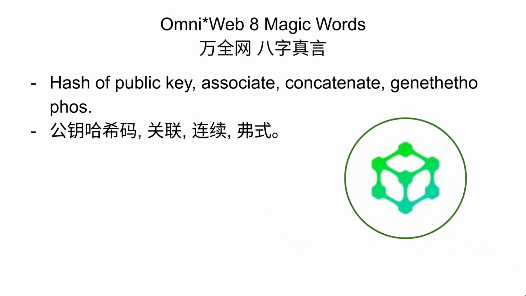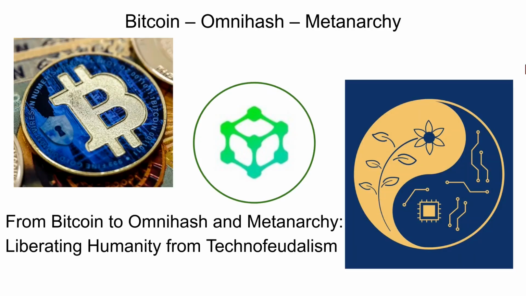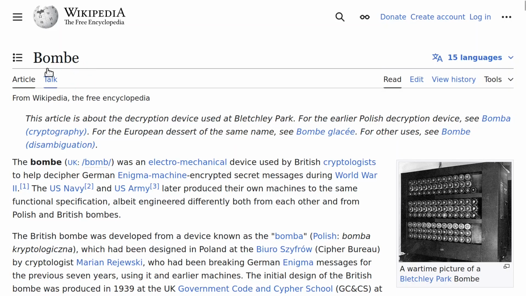The second part of this video briefly describes the 8 magic words of OmniStar Web, being the mantra to help technical and non-technical users to remember and understand the principles of OmniStar Web, a decentralized web ecosystem owned and operated by free individual users and free software programmers. The third part outlines the goals and roadmap of Bitcoin Omnihash Metanarchy Revolution. BOM, the acronym for Bitcoin Omnihash Metanarchy or Bitcoin Omni Meta, sounds like yet another Bitcoin fork, but it is also a tribute to the Bombe, the original Turing code breaker machine used in World War II.